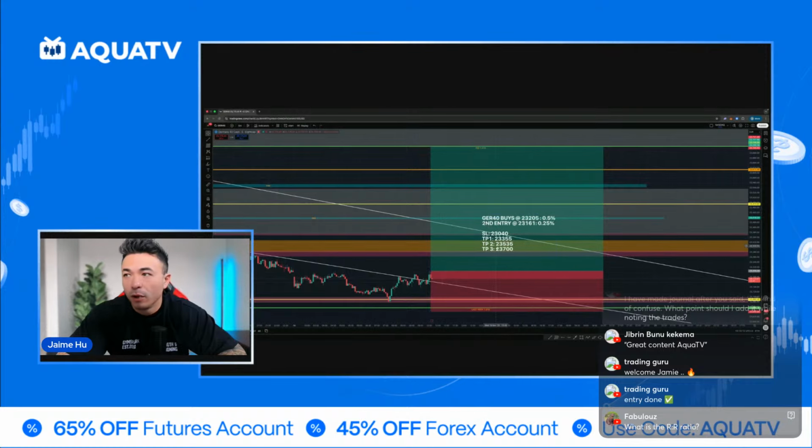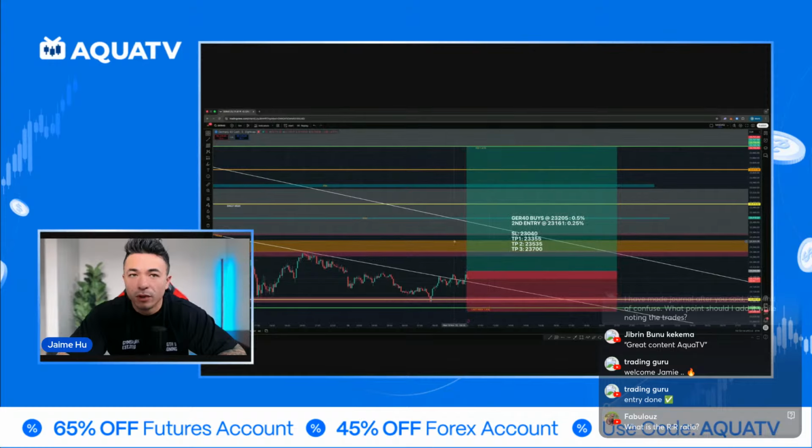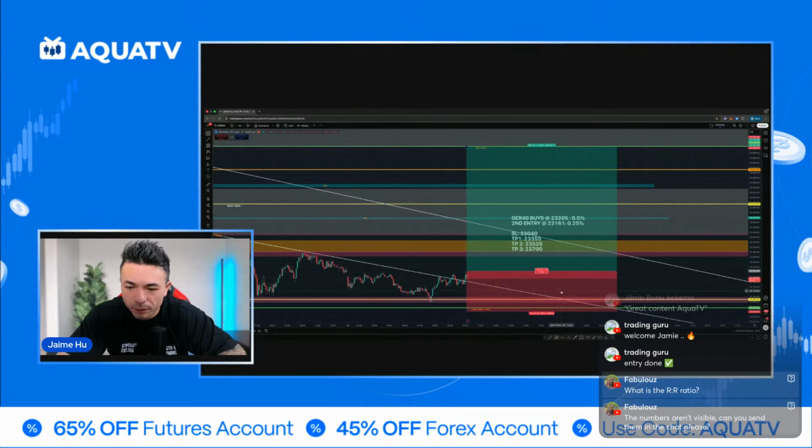And then stop loss, we'll probably move our stop loss to entry once price touches 23,355. So basically TP1. At TP1, we would move SL to entry. What is the RR? 1, 2, 3.